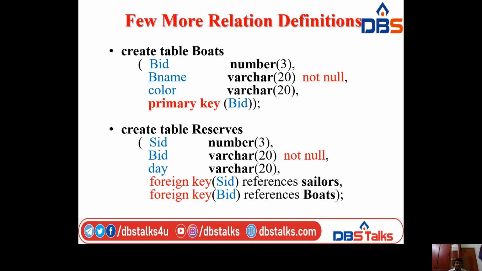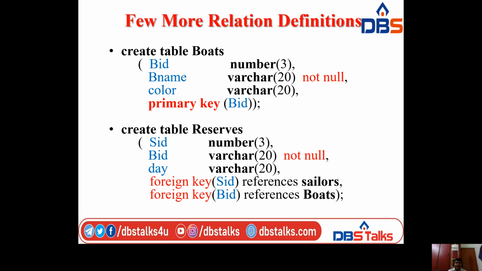Now coming to the next one, a few more relation definitions. Here, create a table boats, with boat ID, boat name, and color, which is not null. Finally, at the last, we are specifying the primary key of BID. Here we are considering BID as the primary key.